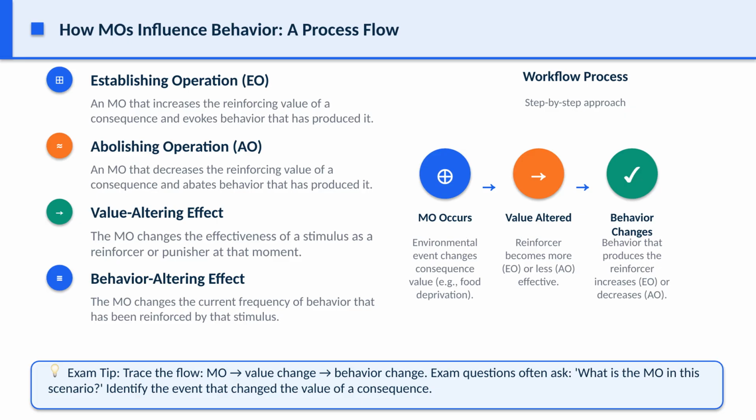On the exam, you'll need to identify which MO is at work based on whether a reinforcer becomes more or less potent and whether behavior increases or decreases. Remember, the value-altering effect changes the stimulus's effectiveness as a reinforcer or punisher at that moment, while the behavior-altering effect changes the current frequency of behavior that has been reinforced by that stimulus.